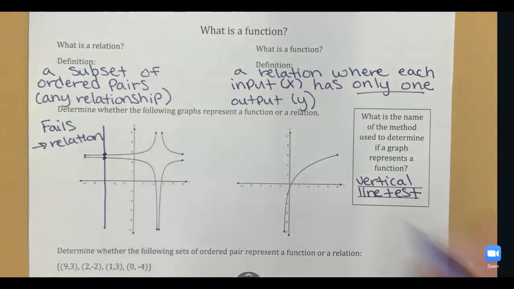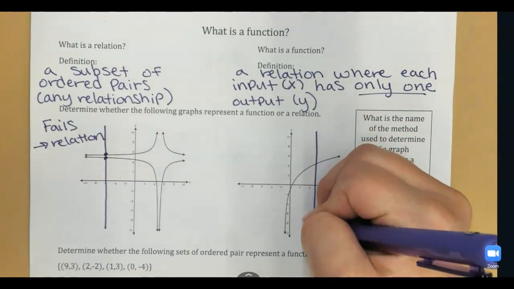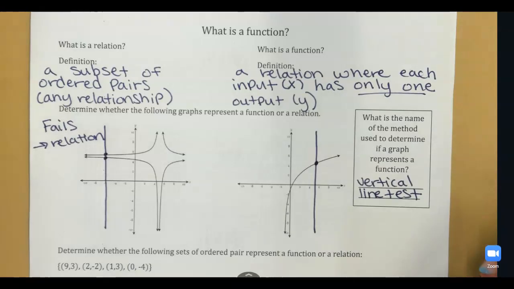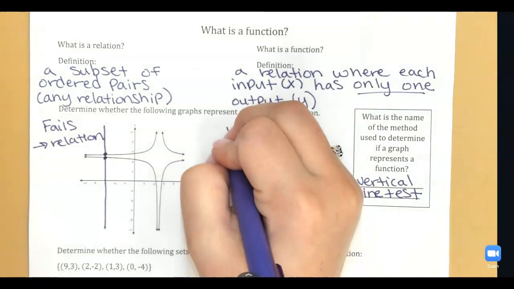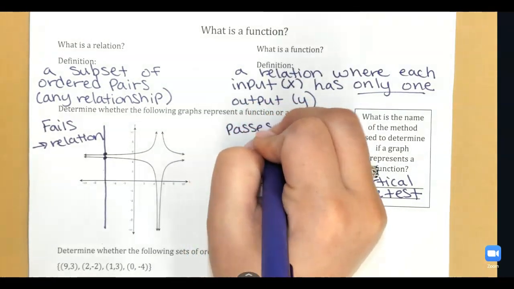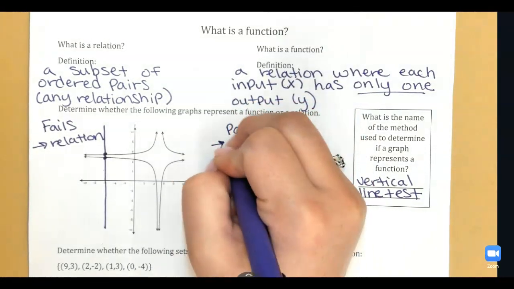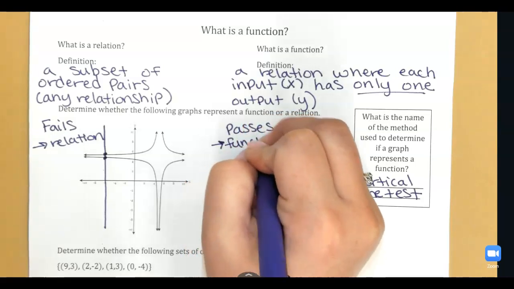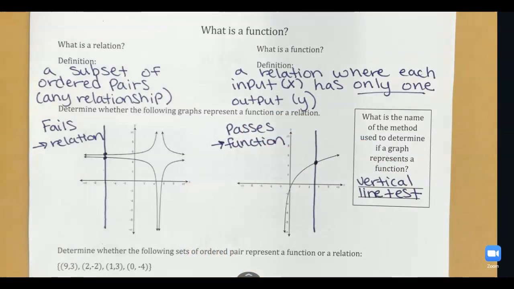Okay, now on this next one, when I draw my vertical line, it only touches the graph once. So this means that it passes my vertical line test, and therefore it is a function. So the vertical line test passes when it only touches your graph one time, and therefore it is a function.